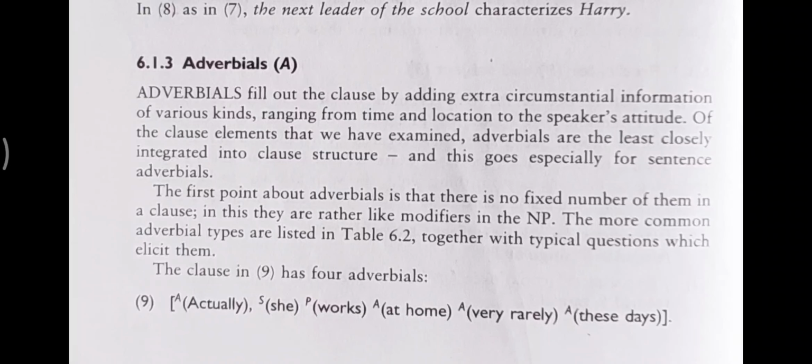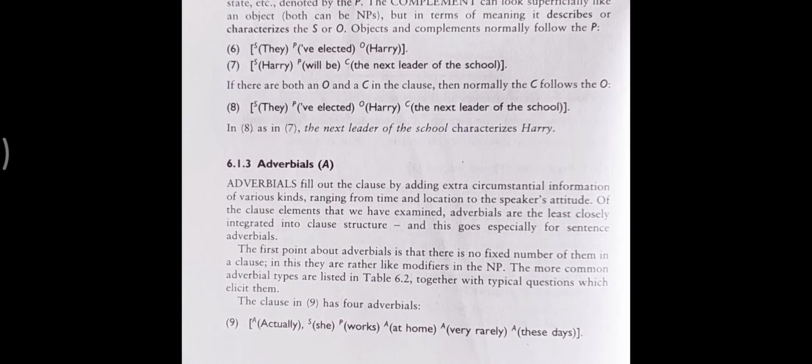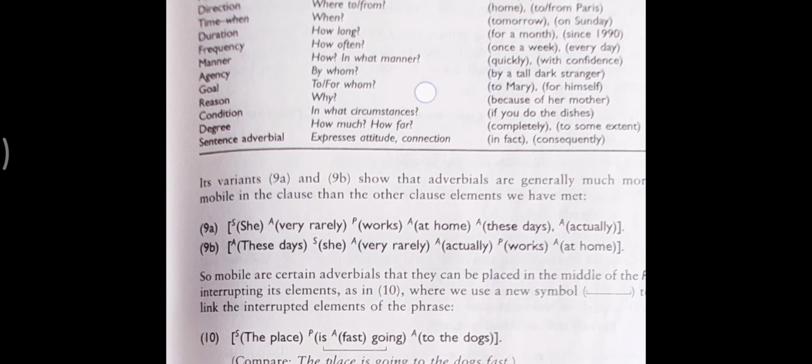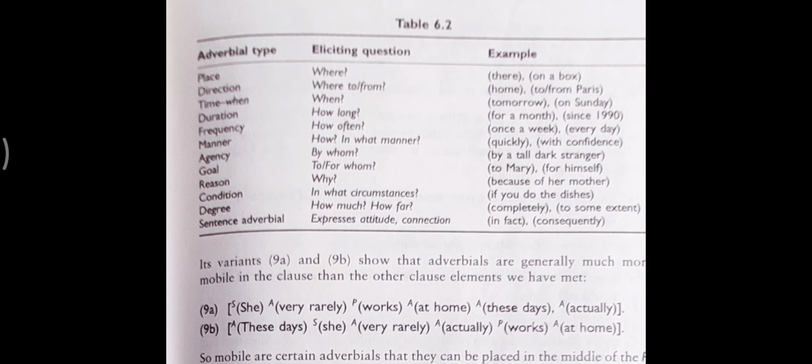Very rarely means it's a manner. Okay, how often? It's very rarely. So it's an adverbial of manner. These days it's about time. So we have this type of element that we can see here. So like this, if we go through eliciting some kind of information, we can get the type of adverbials.